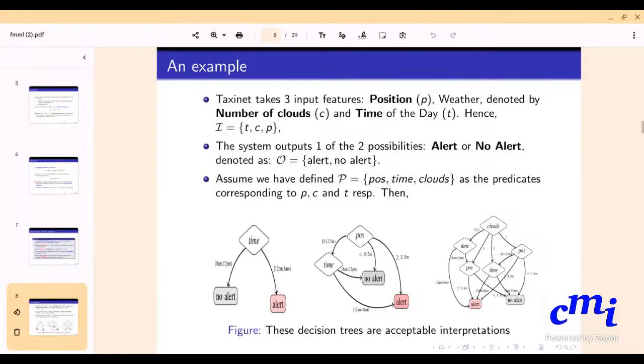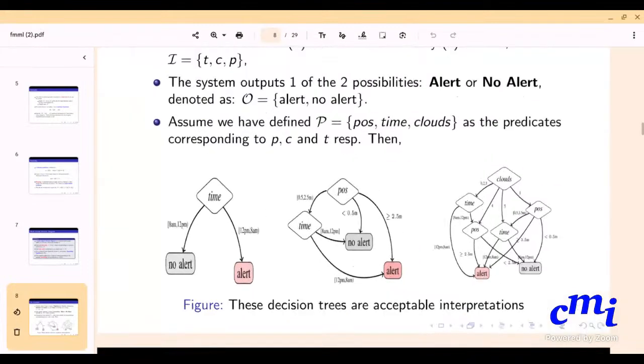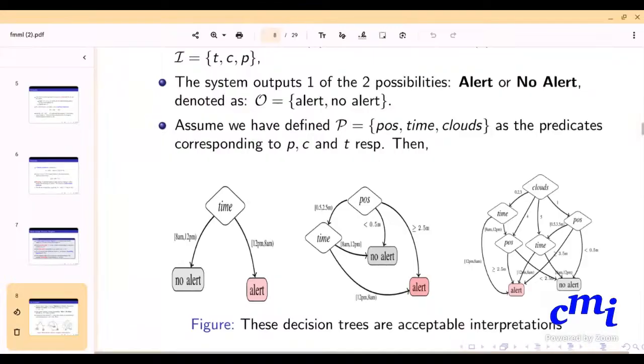Then these are a couple of possible decision diagrams that are acceptable as interpretations. For example, the first one only uses the predicate time. The second one uses pos and time. And the third one introduces a lot of them, with time and pos coming twice. They have been used as labels more than one time. So these are acceptable interpretations of the TaxiNet model we have just seen.